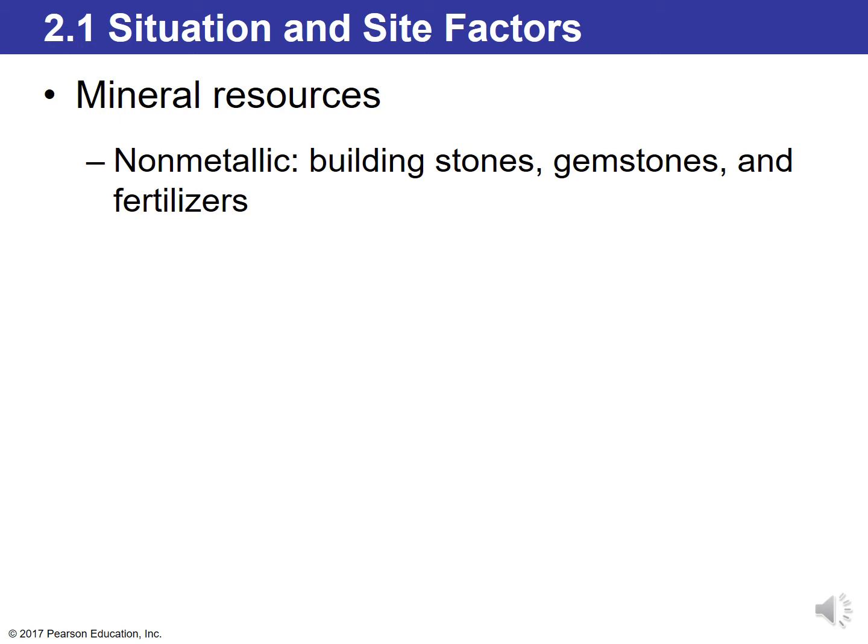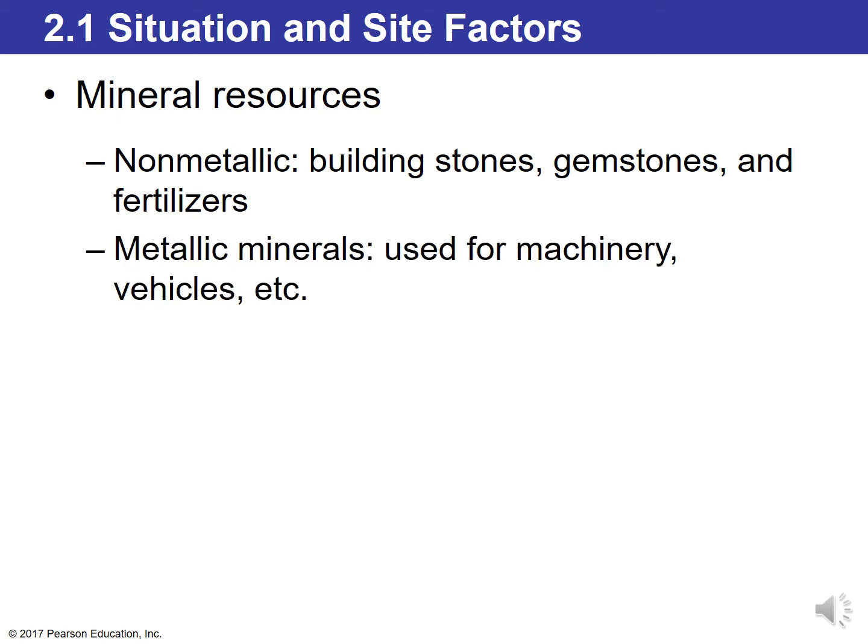So minerals can either be non-metallic or metallic. That's pretty obvious. A non-metallic mineral would not contain metal, whereas a metallic mineral would contain metal. And so an example of a non-metallic mineral would be like gemstones or fertilizers, things that are extracted from the earth but do not contain metal. And then metallic minerals have metal in them, and typically they are used to build machinery or vehicles or many other things necessary for contemporary society.